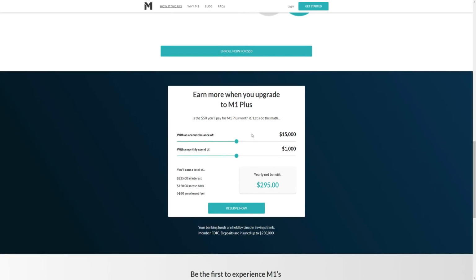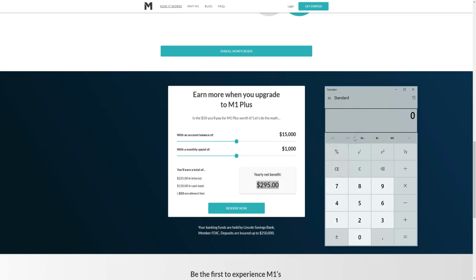Now, M1 Finance gives you a sort of upgrade. If you have a specific balance, you could choose to upgrade it, then it would be worth it here. So if you have an account balance of $15,000 in your checking account, making a rate of 1.5% back, you're going to be getting about $225 back in interest. Now, if you're spending $1,000 every single month on average, you're going to be getting $120 back in cash back. Now, you take out that enrollment fee of $50 for the first year, and your yearly net benefit is going to be $295.